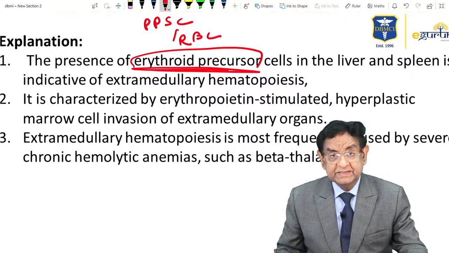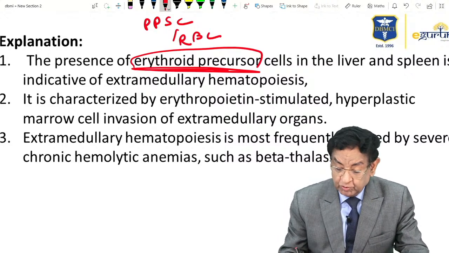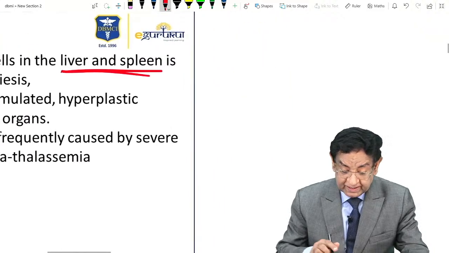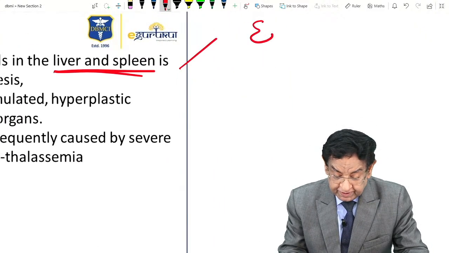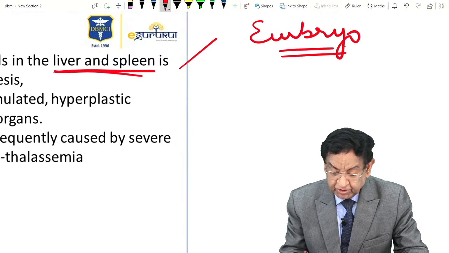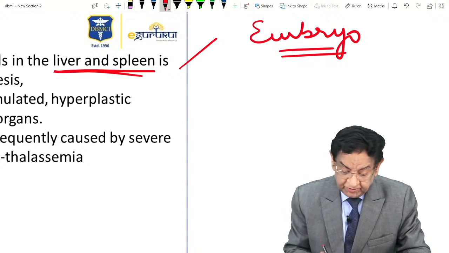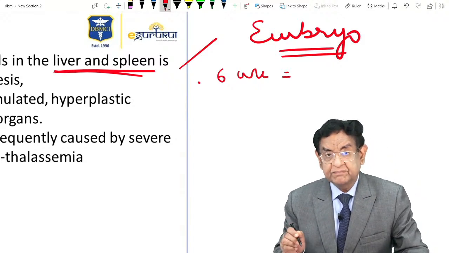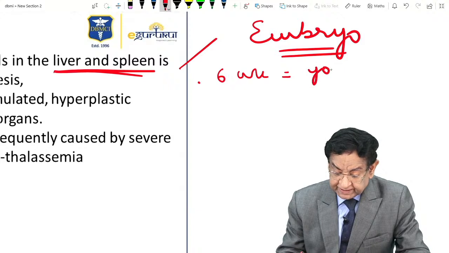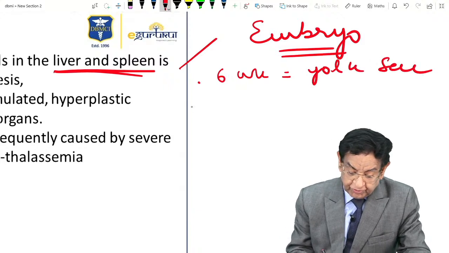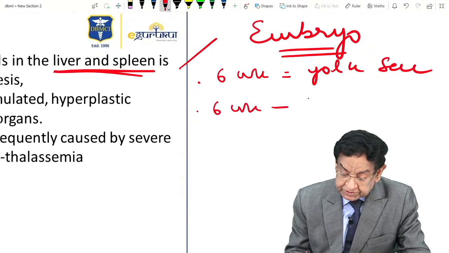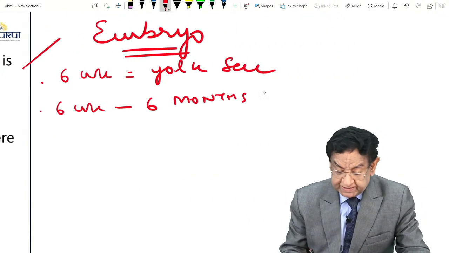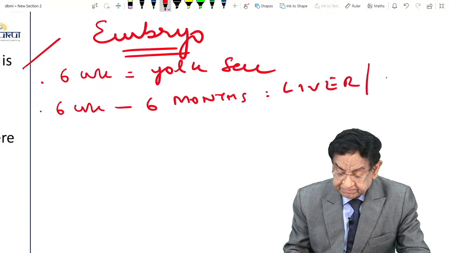But in some cases, these erythroid precursors may go to the liver and spleen also. Before I go further, let me discuss the embryology, the basic concept of embryology of blood cell formation. We all know that up to 6 weeks in intrauterine life, the blood cells are made in the yolk sac. From 6 weeks to 6 months of intrauterine life, the cells are made in the liver and the spleen.